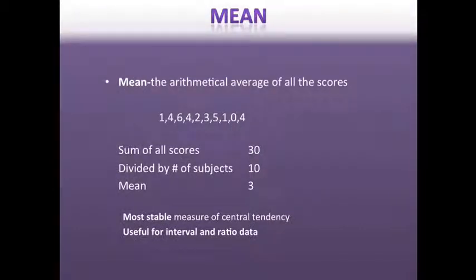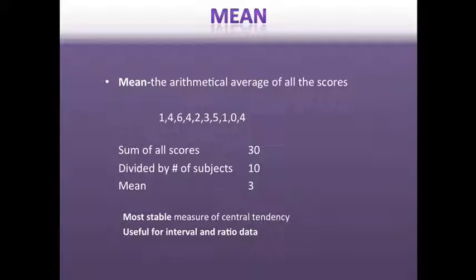All right, so then we have the mean. Now the mean is the average of all the scores that are in the data set. So you essentially add them all up, divide by the number of scores, and you get an average there. So this is the most stable measure of central tendency, because if you add more numbers, it's the least likely to change over time. But you can only use it for interval and ratio data.